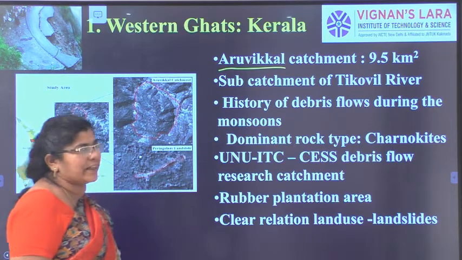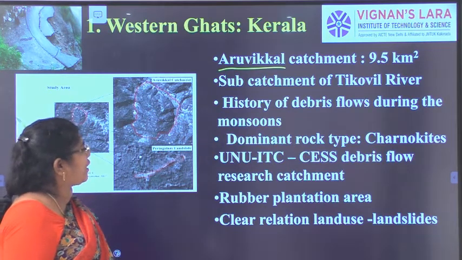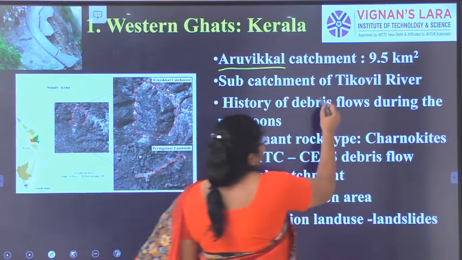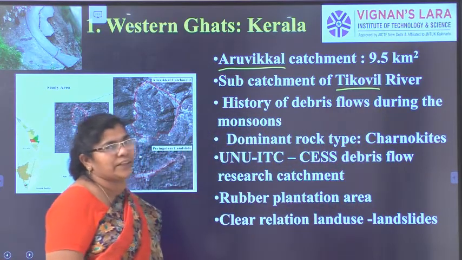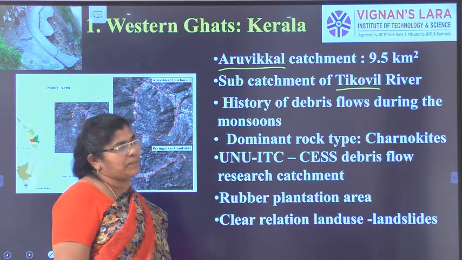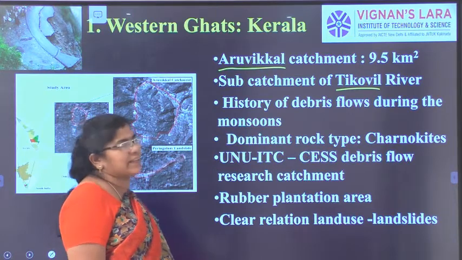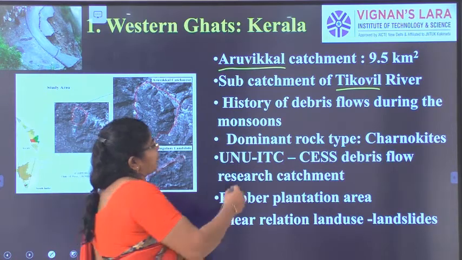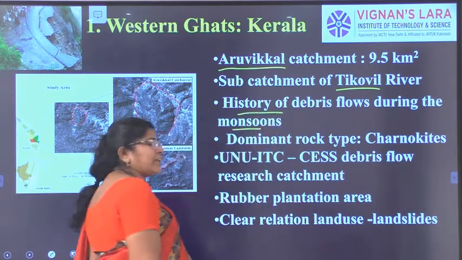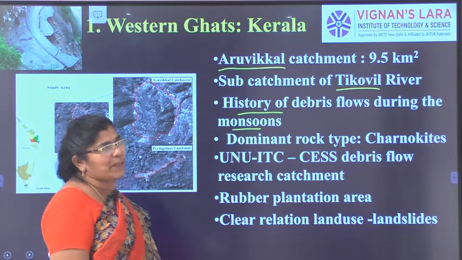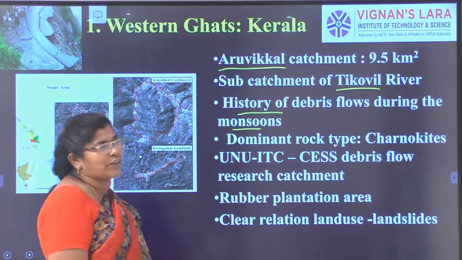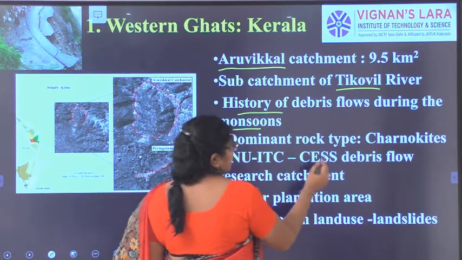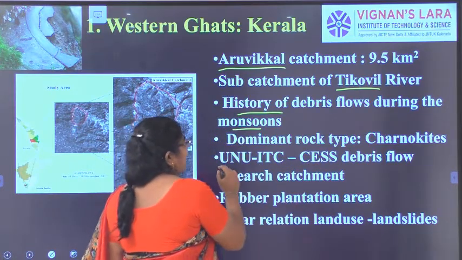Aravikal catchment is an area covering 9.5 square kilometers, in the subcatchment of Tikkovil river. Tikkovil river is a river that falls from the hills. Here there is a history of debris flows during the monsoon. Already there is a monsoon, which means there will be landslides, movement and flows of debris. The dominant rock type is charnockites.